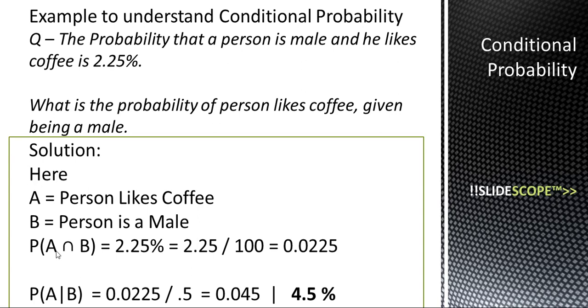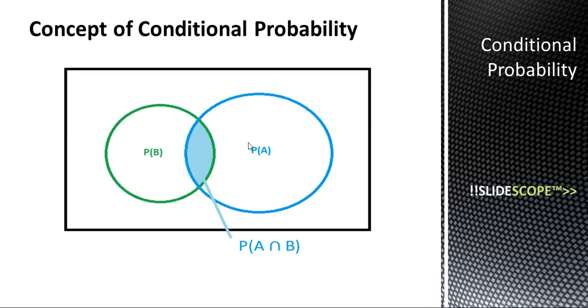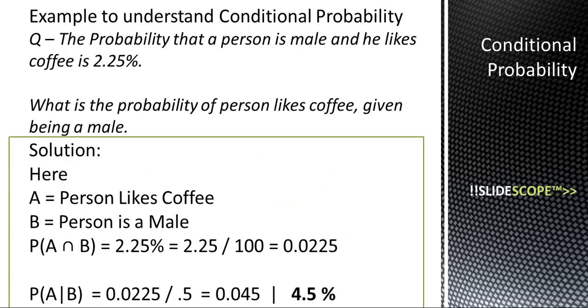One thing you have to remember: P(A ∩ B) is the same as P(B ∩ A), right? P(A ∩ B) will always be the same as P(B ∩ A), because either way you look at it, it will be the same. But the probability of event A given event B will not be the same. So P(A given B) will be different and P(B given A) will be different. Now we can say that 2.25% is 2.25 divided by 100, which is 0.0225. So to calculate the probability of A given B, we need 0.0225 divided by 0.5.